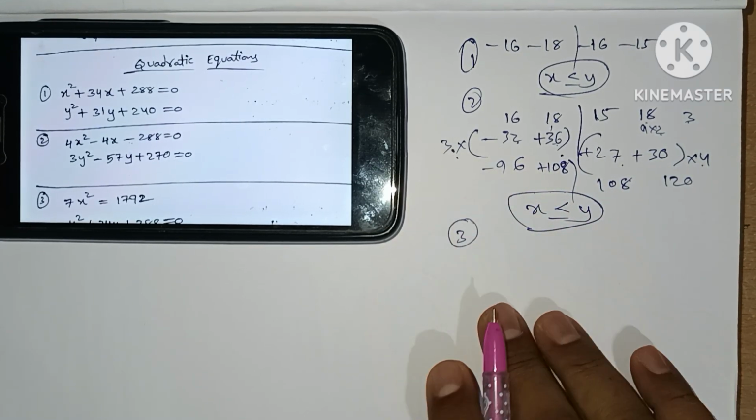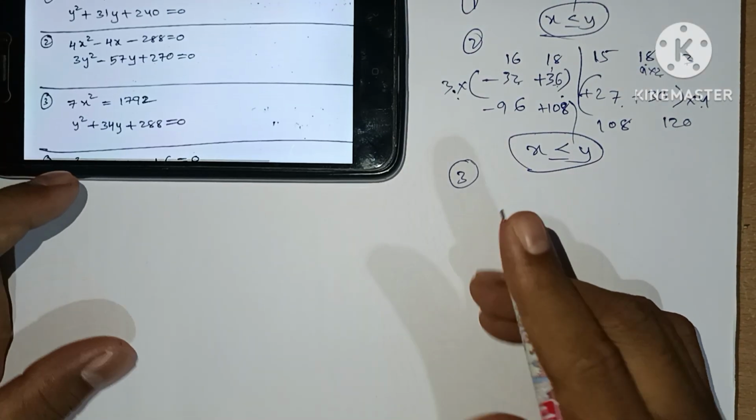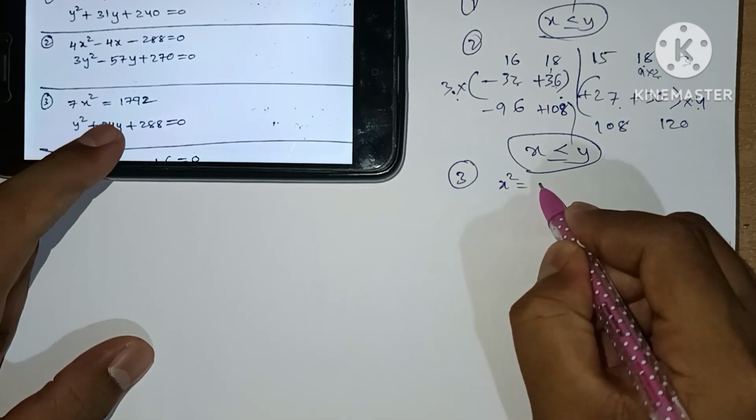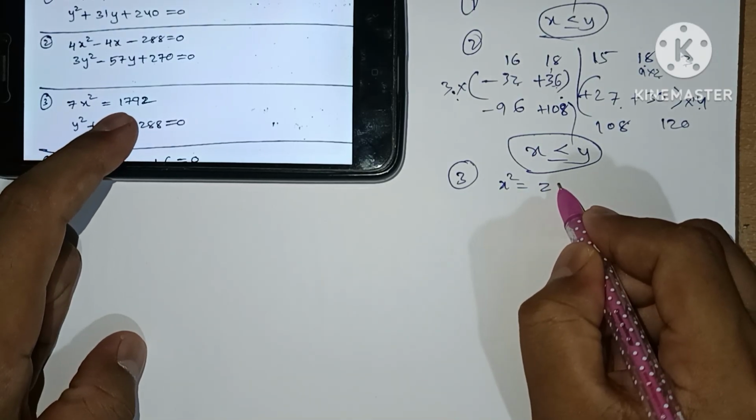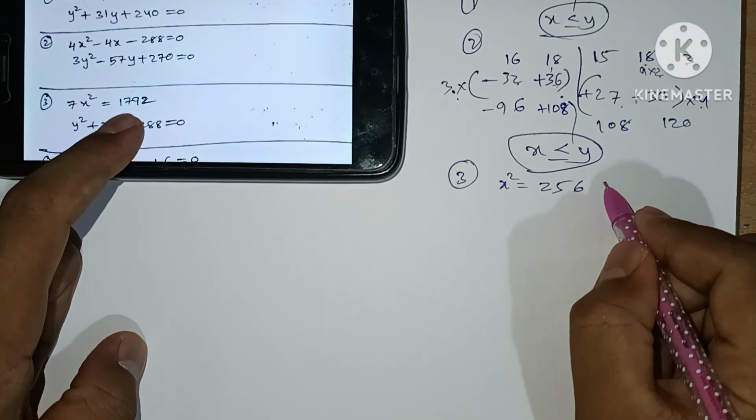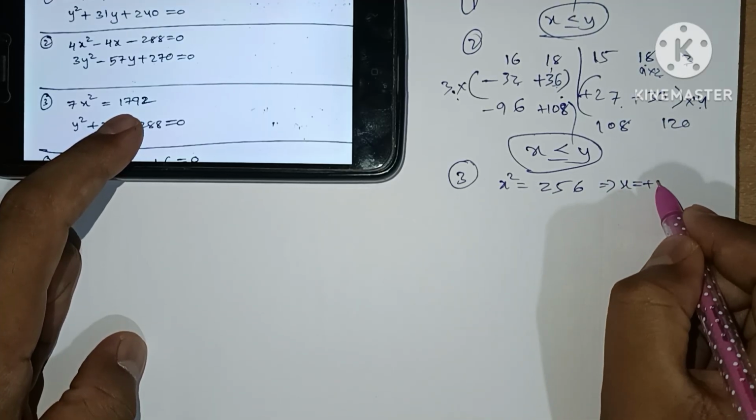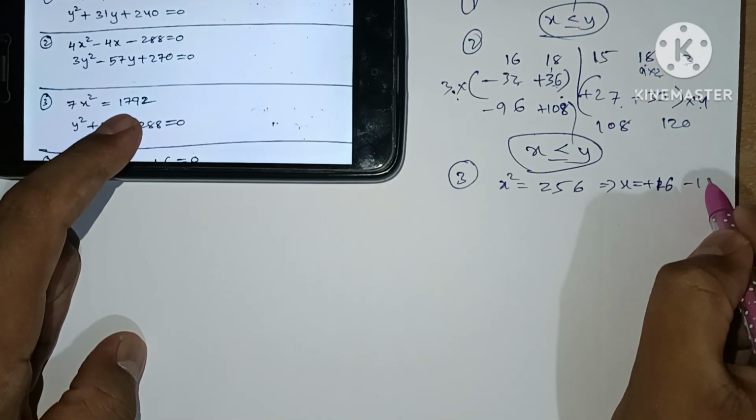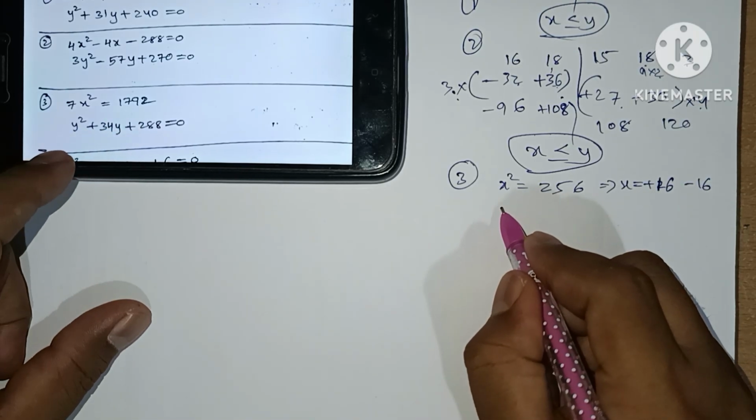Third question, here we see 7x square equals to 1792. So x square equals to 7, 2 times 14, 39, 5 times 42, 6 times. So the x value will be plus or minus 16. These are the x values. Next, y square.